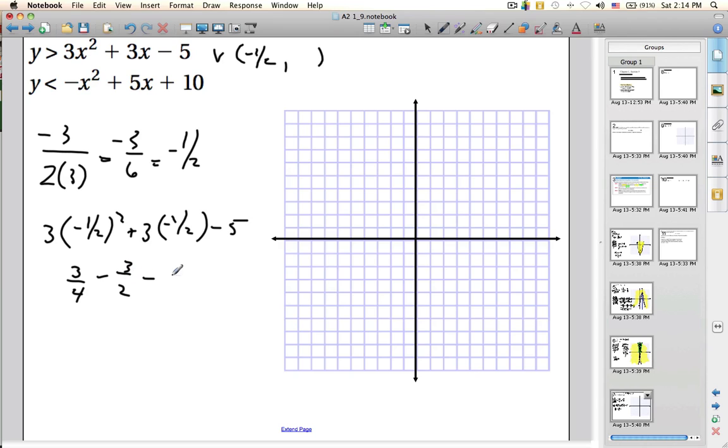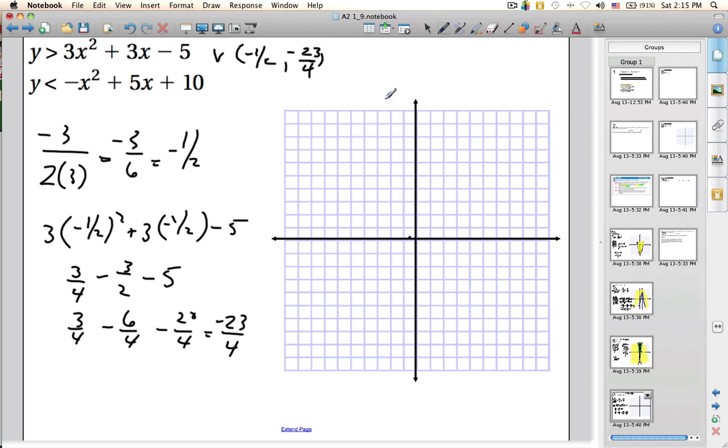So I want to create common denominators. I'll have 3/4 minus 6/4 minus 20/4. 3 minus 6 is negative 3. Negative 3 minus 20 equals negative 23/4. That's the coordinate of the vertex. So I'd be at negative 1/2 and, sorry, negative 23/4. I didn't copy that very well.